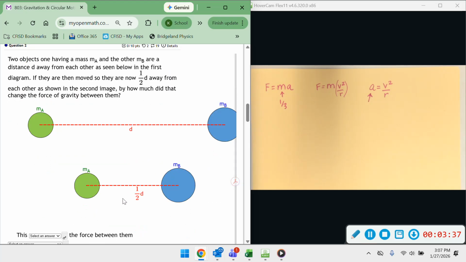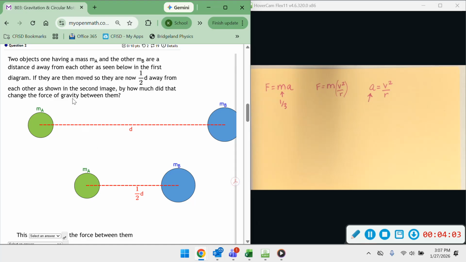Number 2 looks like this. Again, it is randomized. Yours might have different numbers, but it says two objects, one having a mass m sub a and the other m sub b, are distanced d away from each other as seen below in the first diagram. So that's the top picture that we see here. Then it says if they are moved so they're now half as far away, so they're closer together, half the distance, how much did the force of gravity change between them?